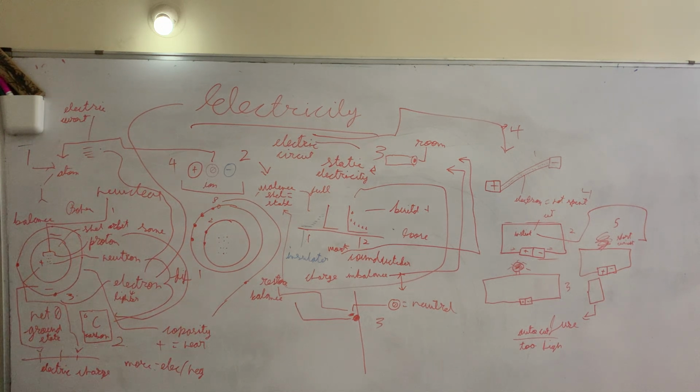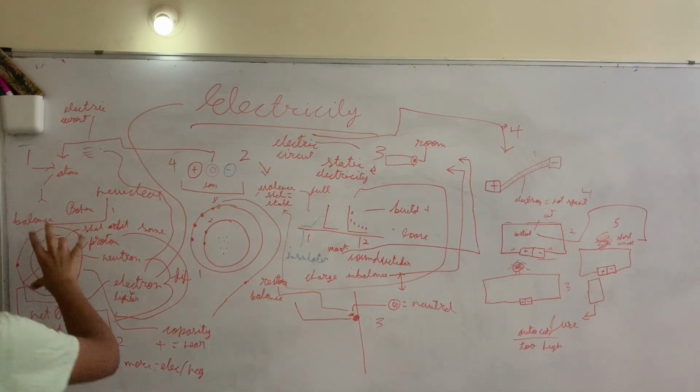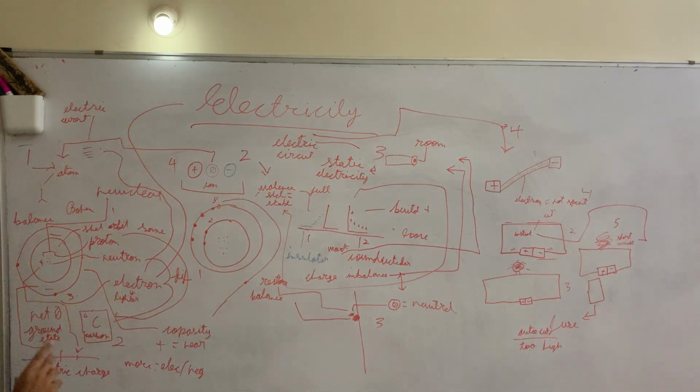But we can change the balance of the electrons. Say we removed some electrons, so let's just scrape these off. Then, as we see, this atom would have more of the proton side, which means it will be positively charged. And if we gave it more electrons, then it would become negatively charged, okay?